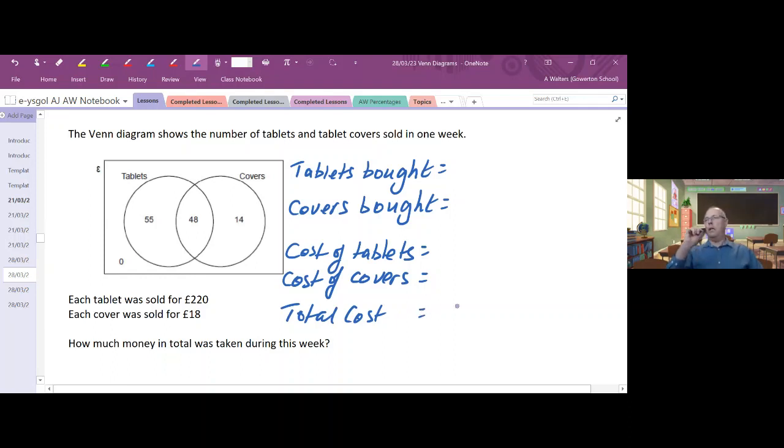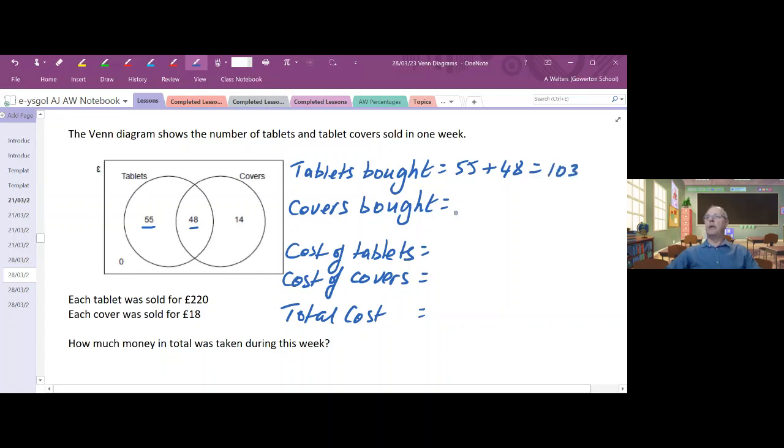Okay, if you've paused the screen and you've given yourself enough time to try it, this is how you should answer it, or one of the ways you could answer it. I've chosen to work with looking at the tablets and then the covers. So the tablets amount to 55 and 48. Okay, giving us a total of 103.